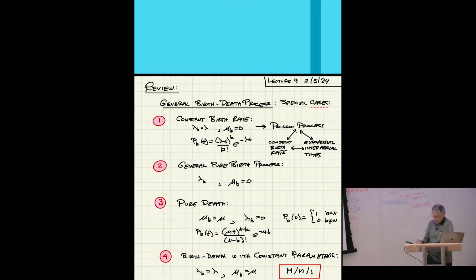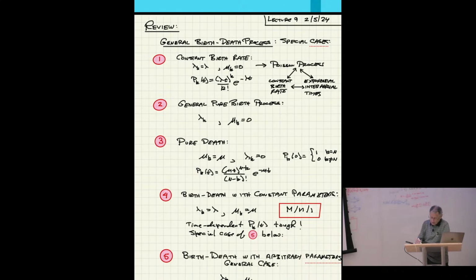Okay, so let's review what we had in Lecture 8. We're talking about general birth-death processes, looking at some special cases. We began by looking at a constant birth rate, which means this, and only births, there's no death. That led us to the famous Poisson process, and we found through our study that it implied a constant birth rate. Yes, this birth rate did lead to the Poisson process, and it also implied that the inter-arrival time between arrivals or births was exponential. So that triplet is something you have to keep in mind. They're all equivalent.